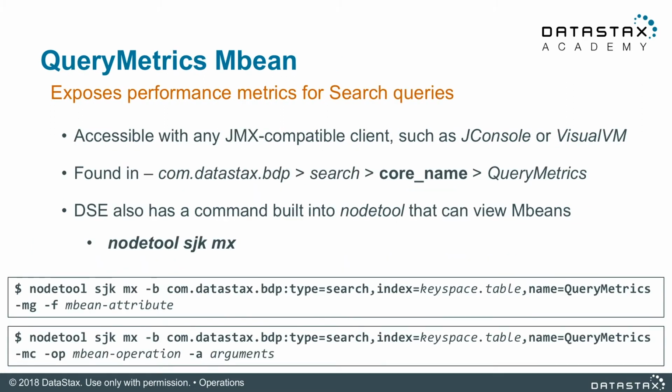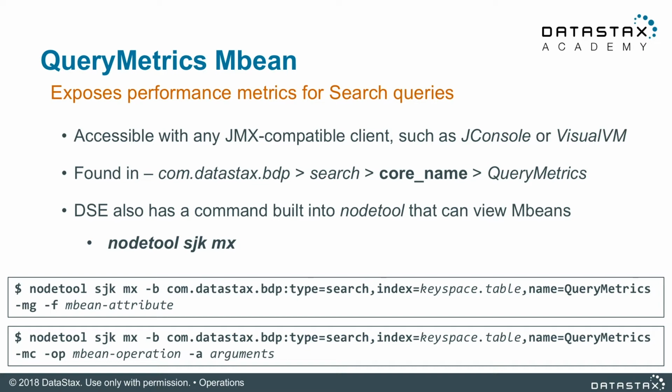To read the metrics that are made available by the query metrics mbean, you can use any JMX compatible client, such as JConsole or VisualVM, both of which can be found in the Java Development Kit, or JDK. DataStax Enterprise also has a special function built into the nodetool command line utility called SJK, or Swiss Java Knife, that can read these mbeans. Accessing the mbean requires a specific domain, com.datastax.mdp, and a key property list that includes the keys type being set to search, index set to the name of the search index, and the name being query metrics.